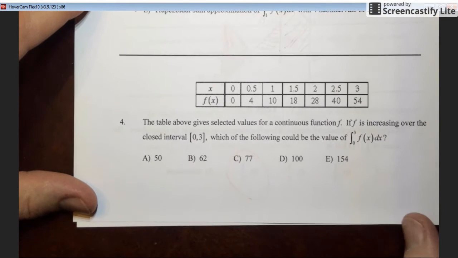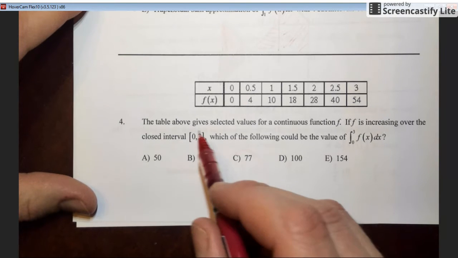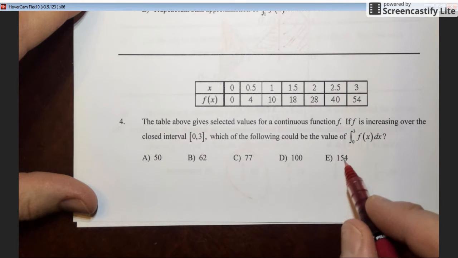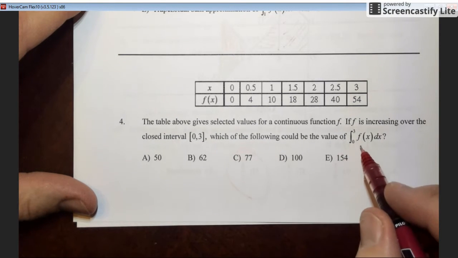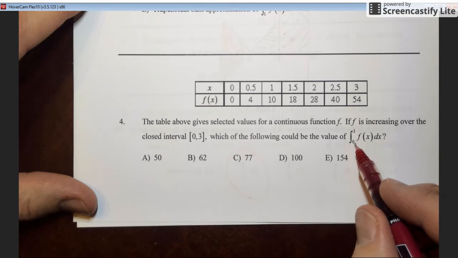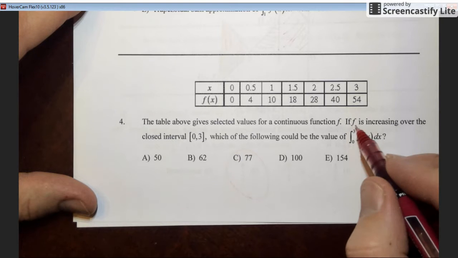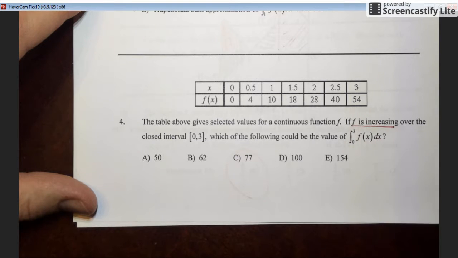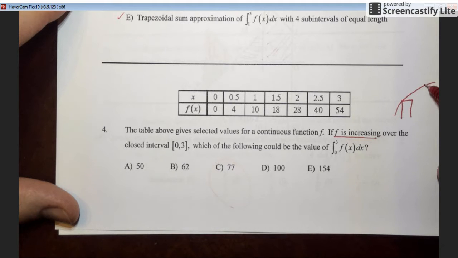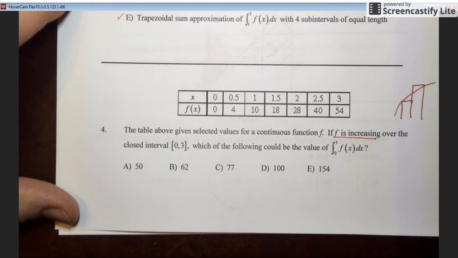Finally, with number 4, we have to figure out which of these 5 values could be an approximation for the integral from 0 to 3 of f of x dx. Well, we also know that f is increasing. If the function is increasing, like so, then we know that a left sum is going to be too small. And we know that a right sum is going to be too big. So if we do a left sum and a right sum, we have our bounds.